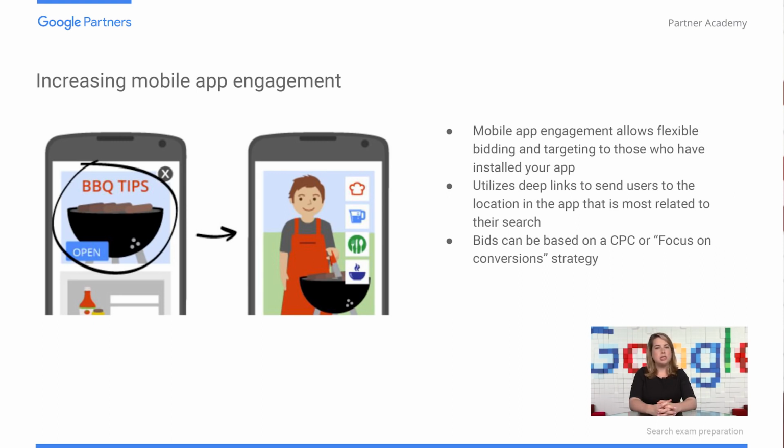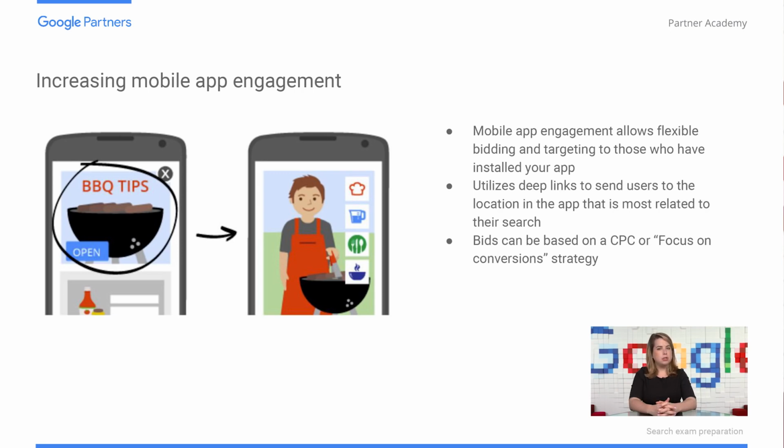Search Network app engagement campaigns are only currently enabled for Android apps. Ads encourage users to open the app and do something related to what they were searching for on Google. Bids can be at a CPC or conversion-based strategy.